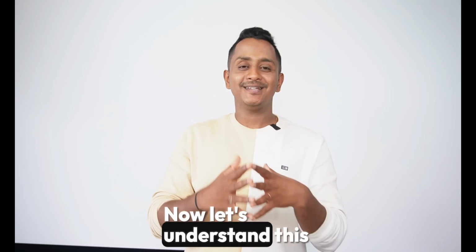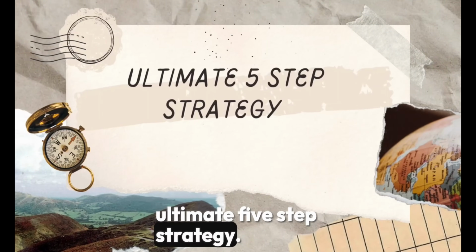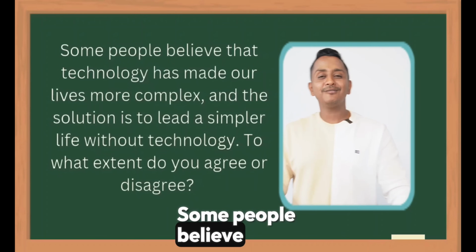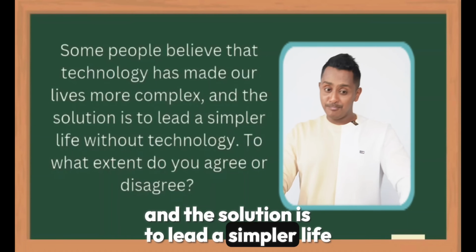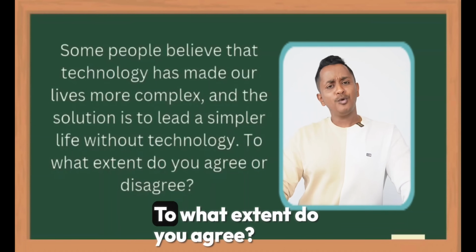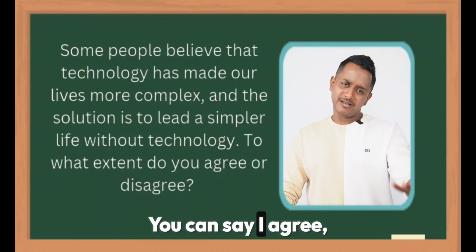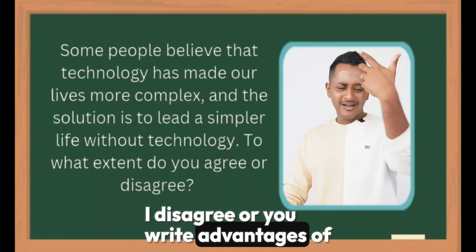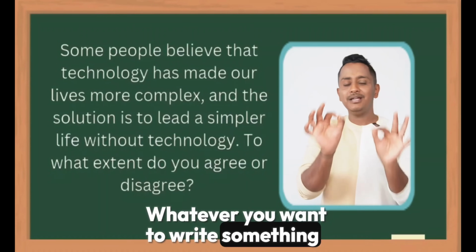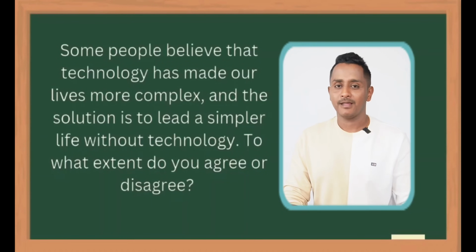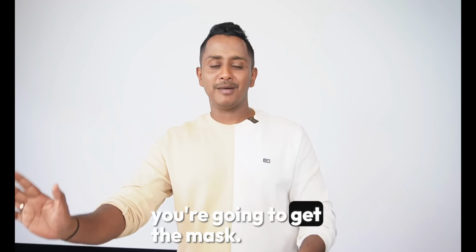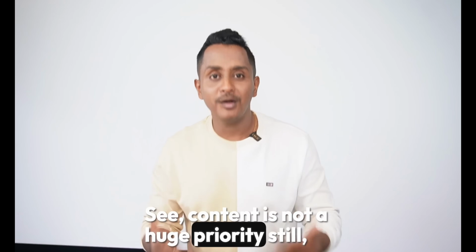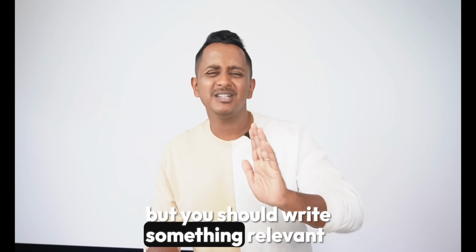Now let's understand this ultimate 5-step strategy. Let's say this is the question: Some people believe that technology has made our lives more complex, and the solution is to lead a simpler life without technology. To what extent do you agree or disagree? You can say I agree, I disagree, or you write the advantages of this. Whatever you want to write, something related to technology. Write something related to your life and technology. If you do that, you're going to get the marks. See, content is not a huge priority still, but you should write something relevant to the question. That's it. Hope you are getting it.